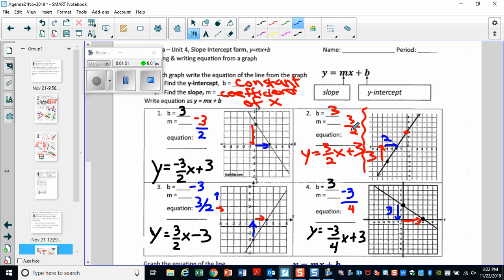And I'm going to color code the 2. I'm going to make it a blue 2. So our slope is 3/2, and then multiplied by x, plus our y-intercept 3. There's our linear equation. Y equals 3/2x plus 3.